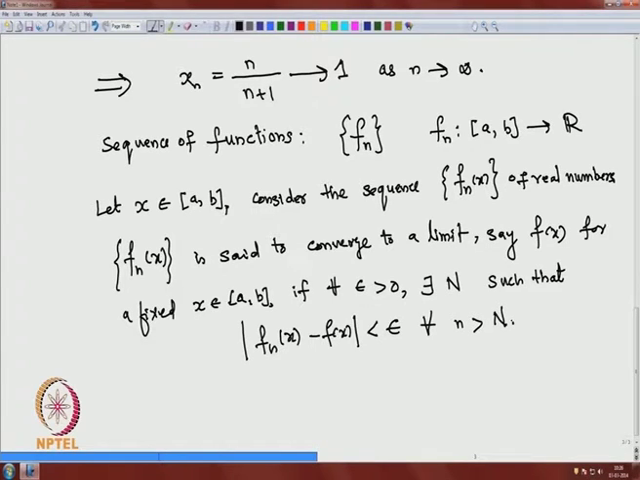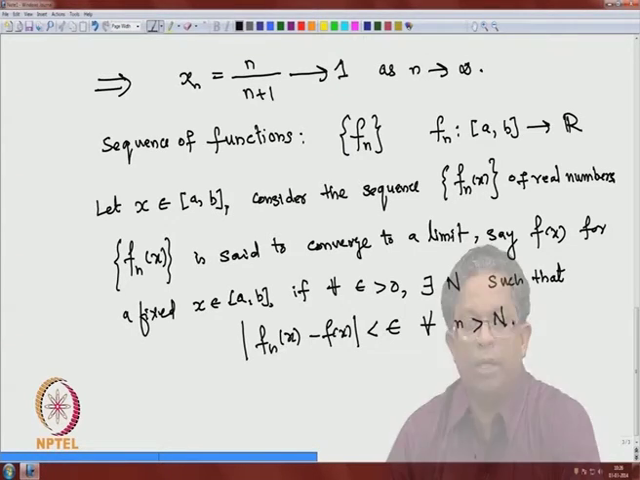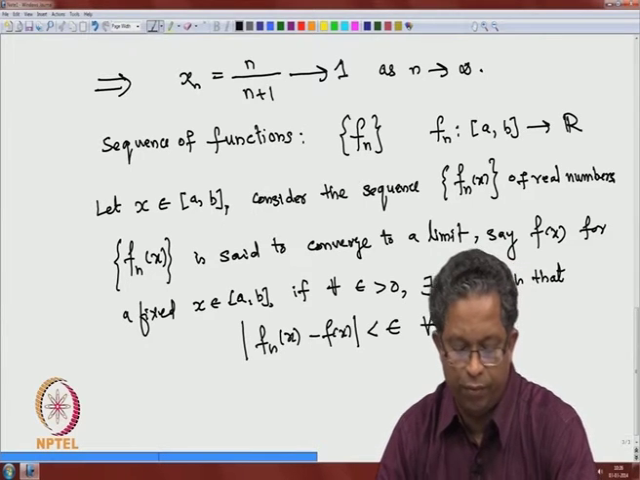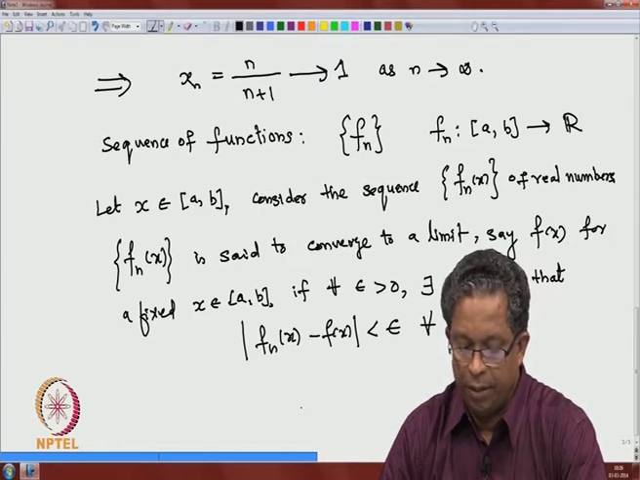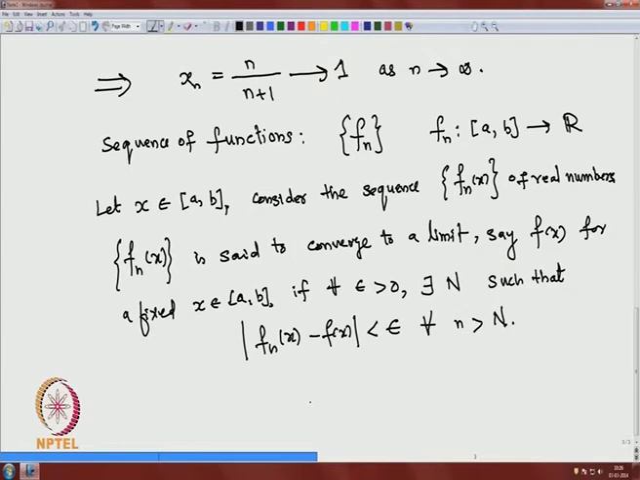So, this sequence of functions, when it is evaluated at a point x, turns out to be a sequence of real numbers. Therefore, the convergence of a sequence of functions at a point turns out to be the convergence of a sequence of real numbers. So, this sequence is said to converge to a limit f(x) if this happens, and if this happens for every x in the interval [a, b].